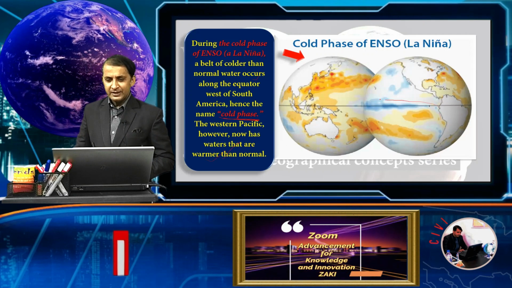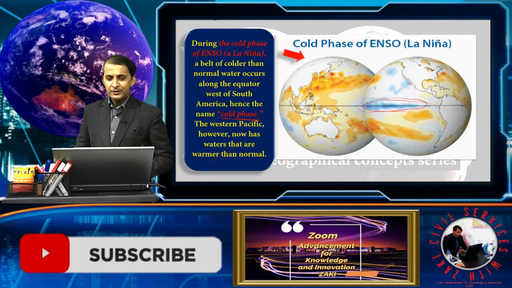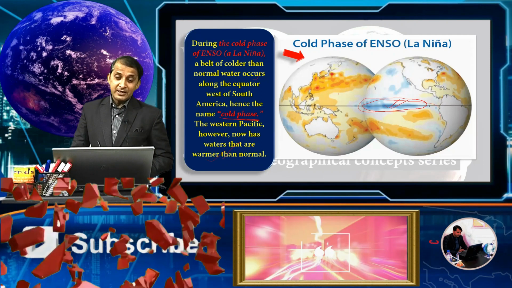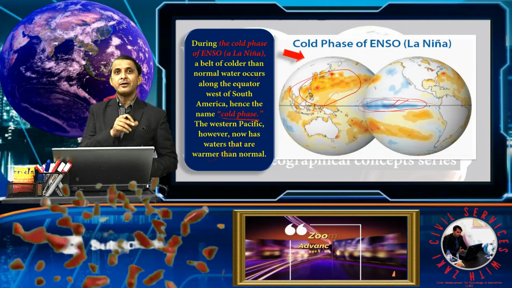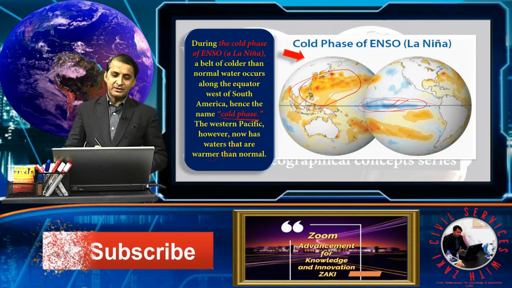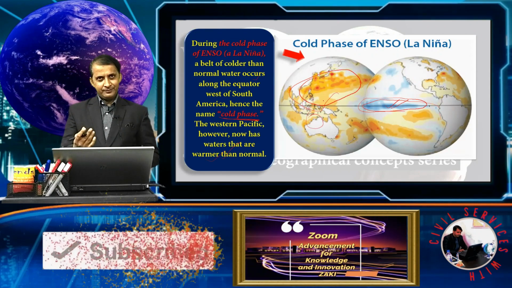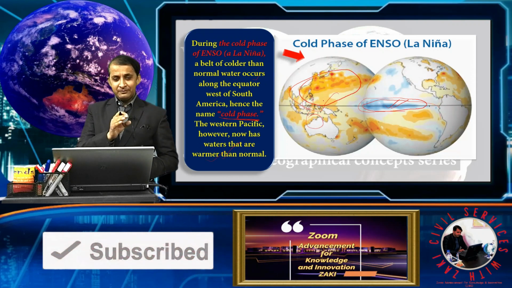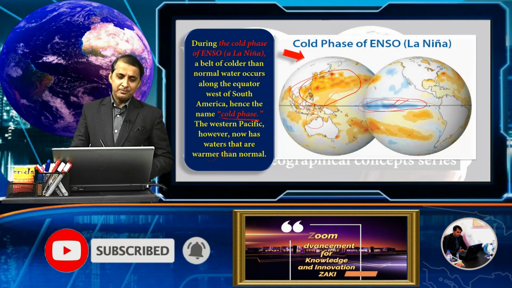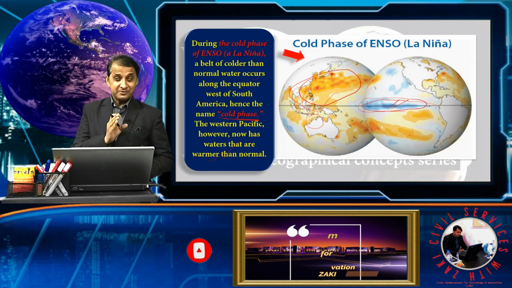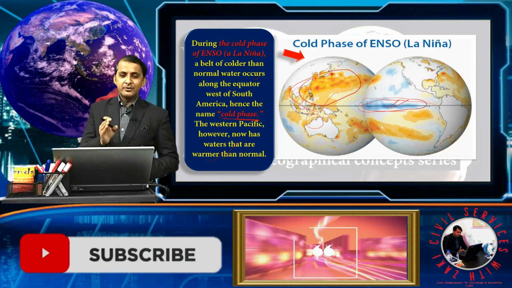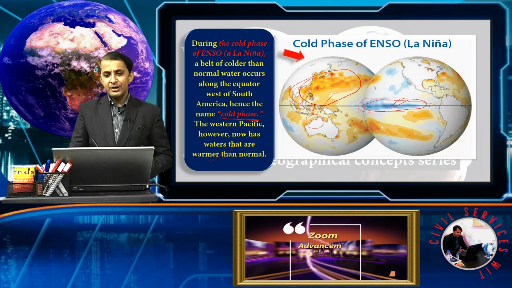See here, this equatorial area is colder than normal, but the western Pacific is hotter than normal. It means erratic rain and storms are frequent in Australia and these countries. This is a very devastating situation, and it generates several hurricanes and other types of storms. So that's all about the phases of ENSO.